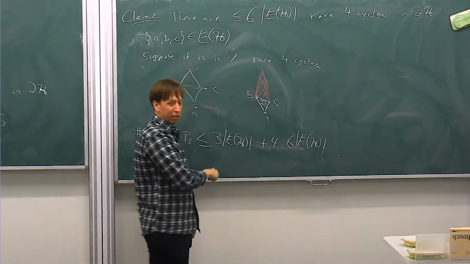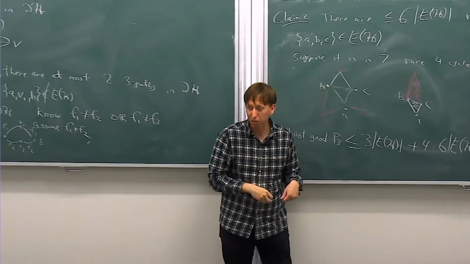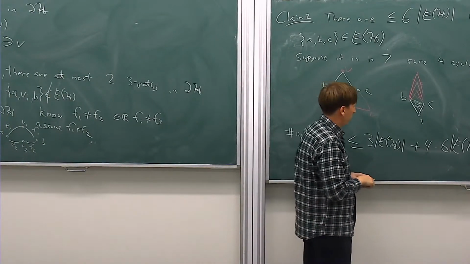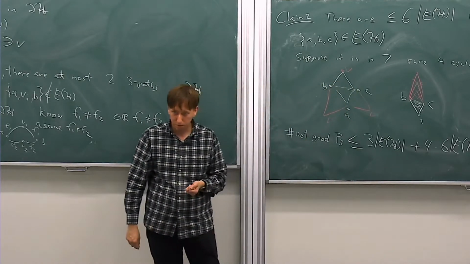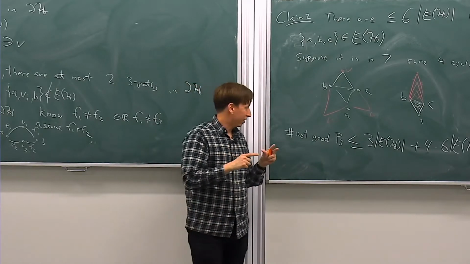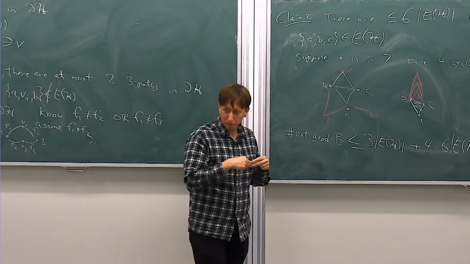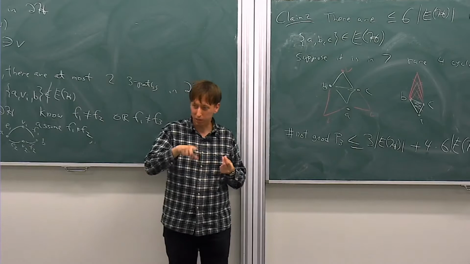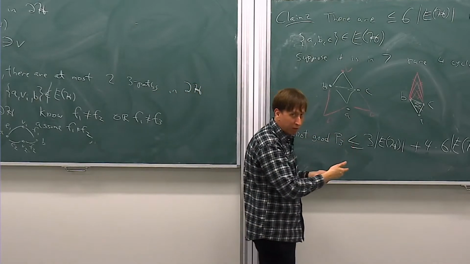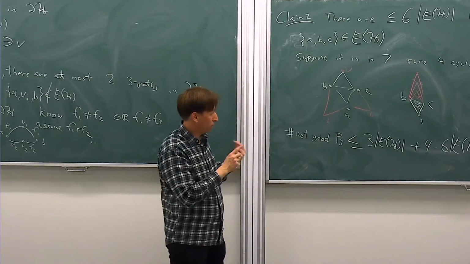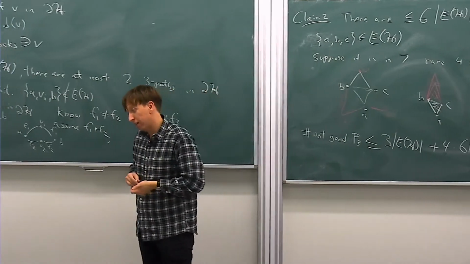Actually, you can write a 3 here instead of a 4 if you want, but it doesn't matter. So in other words, we can bound the number of 3 paths which are not good, because a 3 path is not good either because it lives in an edge or because it's part of a rare 4 cycle. And we have a bound on the number of rare 4 cycles, and that gives a bound on the number of not good 3 paths.